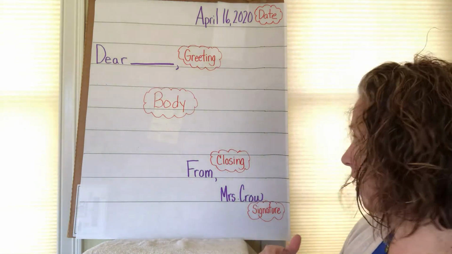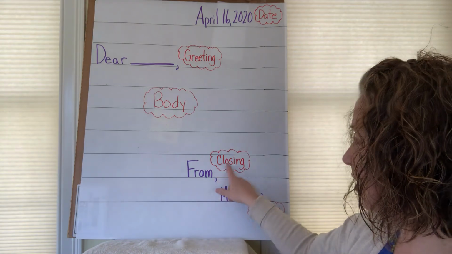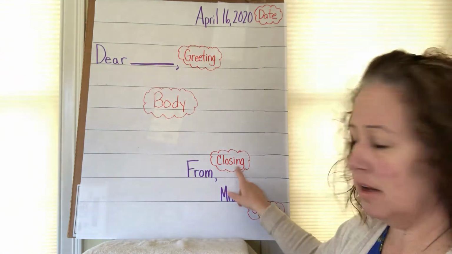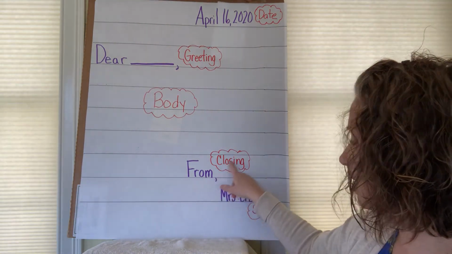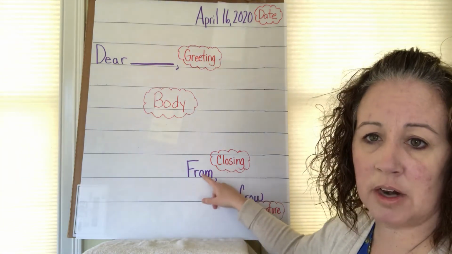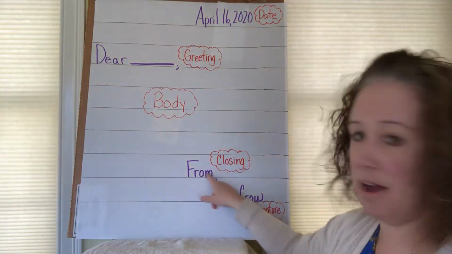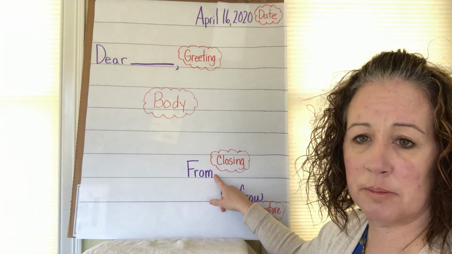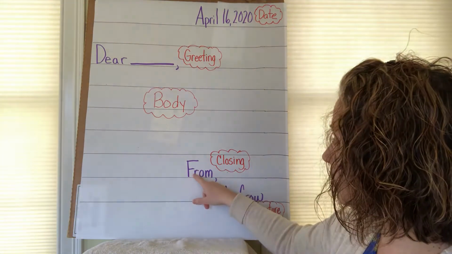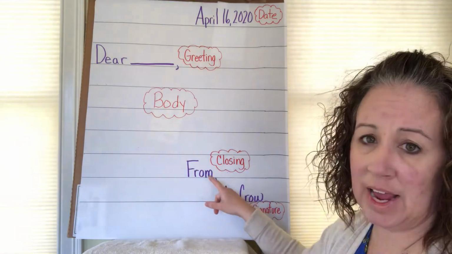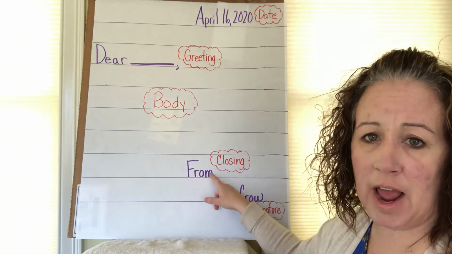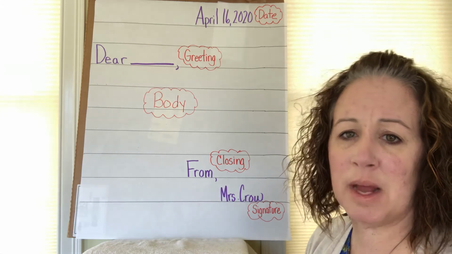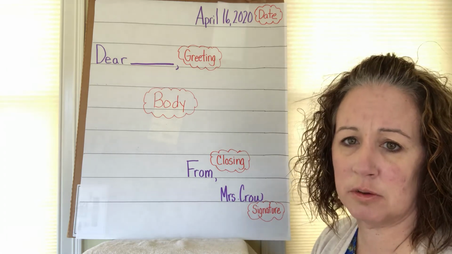The end of the letter is called the closing. The word from is a closing. You can also use love, like we do in our friendly letters on our board, on our morning message. You could use goodbye. You could say your friend. There are many different closings that you could use.